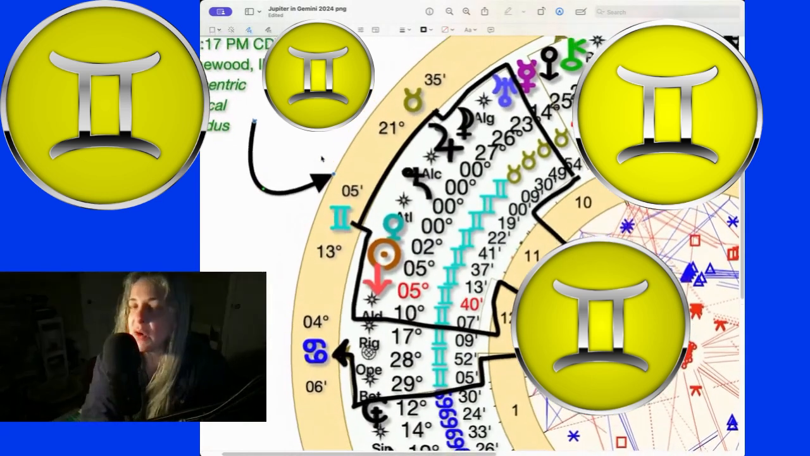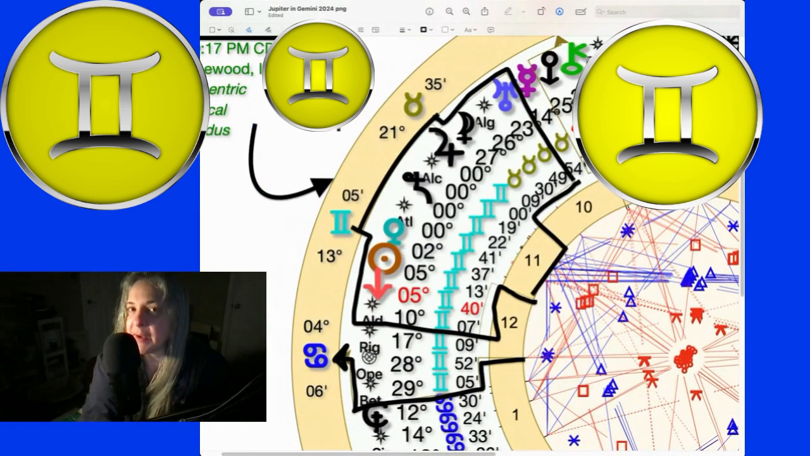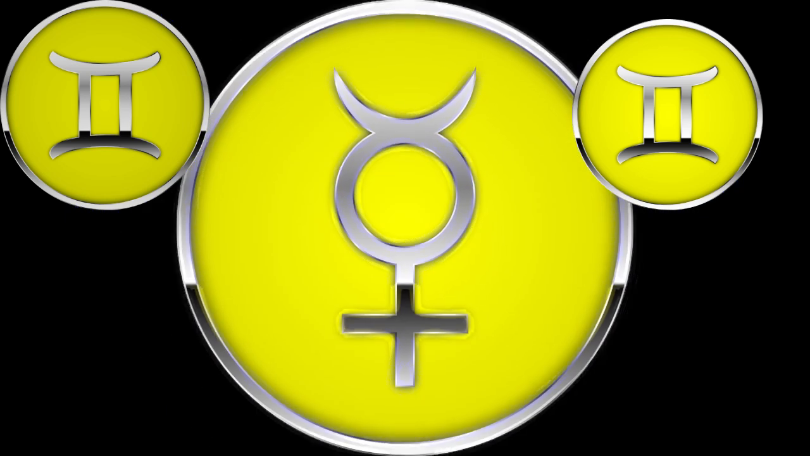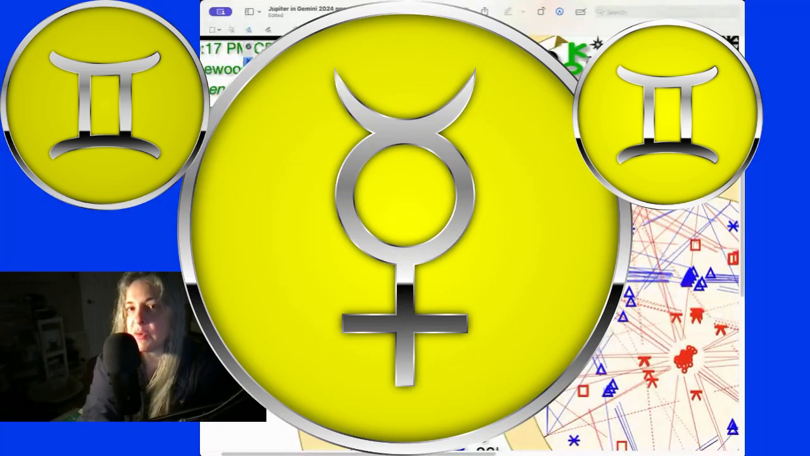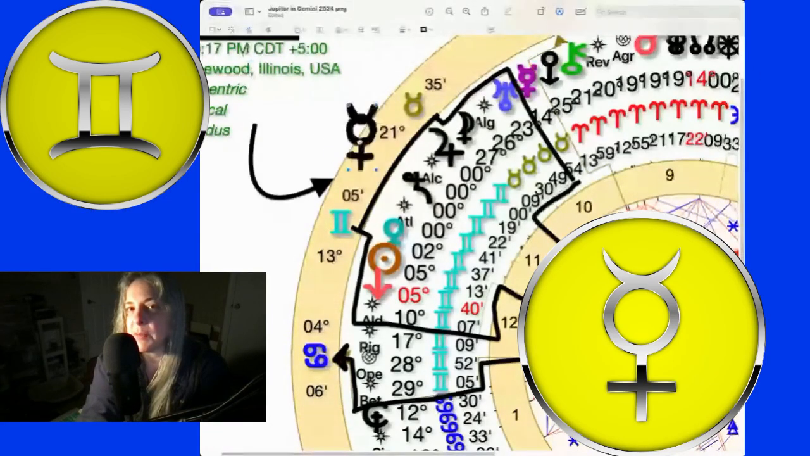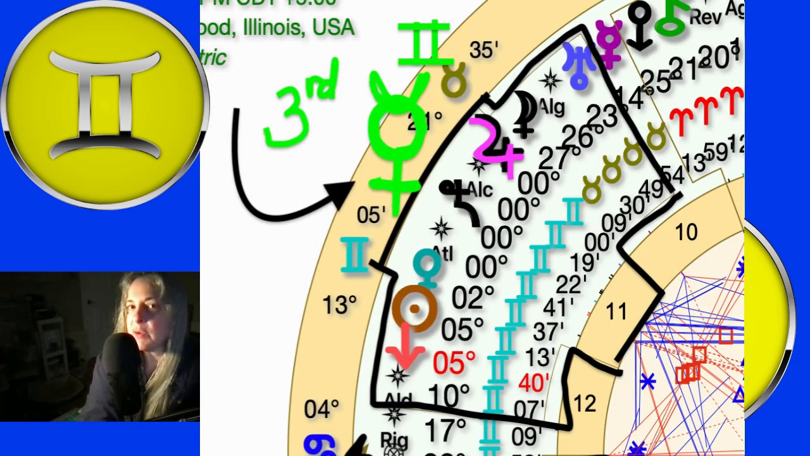So what planet rules Gemini? That's Mercury. Mercury rules Gemini energy. Think Mercury, you think Gemini, you think third house. Combine all those keywords because they're all going to mean the same thing. Gemini, the third house, and Mercury.